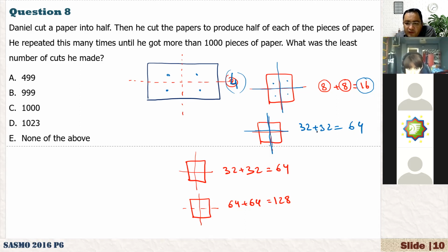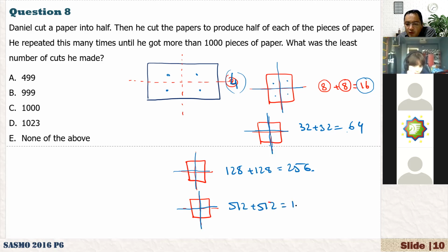Now 32 times 2, we have 64. If you cut into 2, I have 128. One more time, we have 256, that is 128 plus 128. Cut from here into 2 halves, we have 512. One more, 1024. How many cuts? That is 1, 2, 3, 4, 5, 6, 7, 8, 9, 10. With just 10 cuts, I can cut this into 1024 pieces, which is more than 1000.